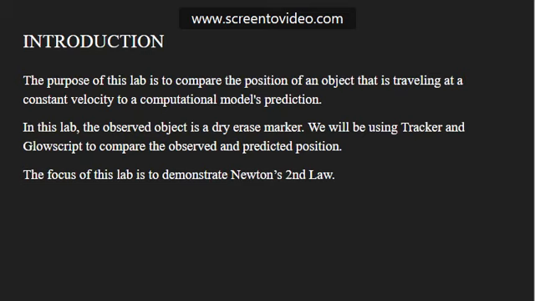The purpose of this lab is to compare the actual position of a moving object at a constant velocity with the predicted position generated by a computational model. The observed object in this experiment was a dry erase marker. We used Tracker to record its positions and compared these to the predicted positions using GlowScript. This lab demonstrates the concepts of Newton's second law.